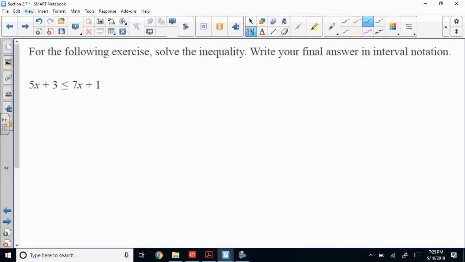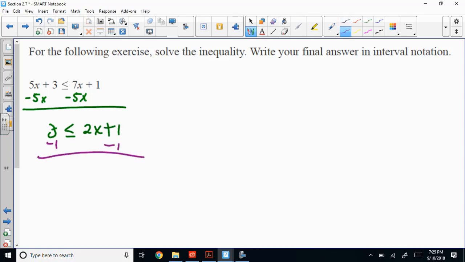So for the following exercise, solve the inequality. Write your answers in interval notation. All right. So we're going to solve it. But what is the one thing we got to make sure we are mindful of? The multiplying or dividing across it with a what? Not adding or subtracting, multiplying or dividing, right? So I'm going to go -5x, so that's 3 less than or equal to 2x plus 1. And then I'll go -1, and that's 2 less than or equal to 2x. And then, of course, I'll divide both sides by 2. And that leaves me 1 less than or equal to x, right?